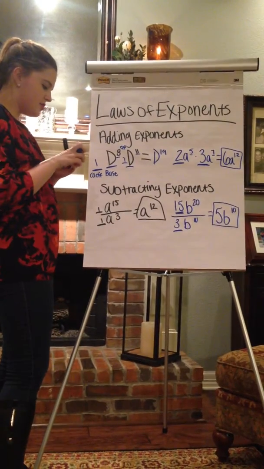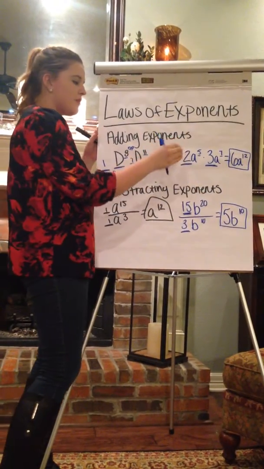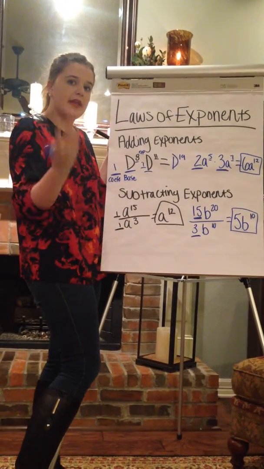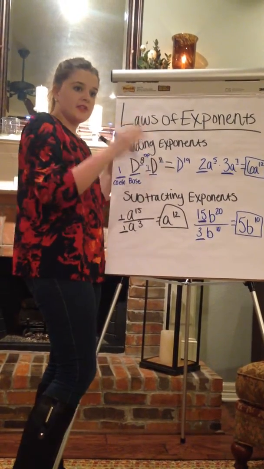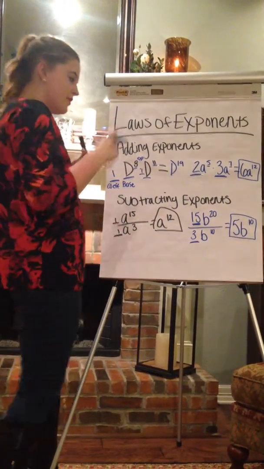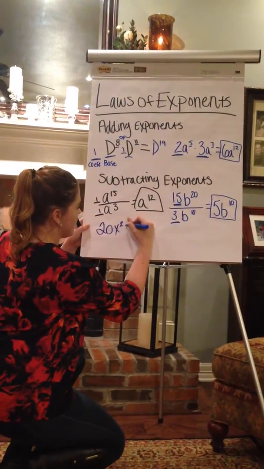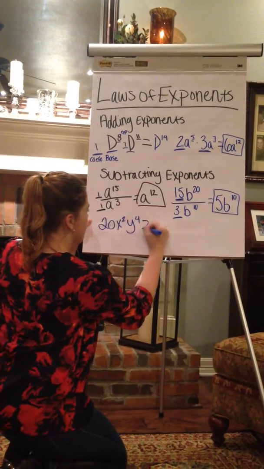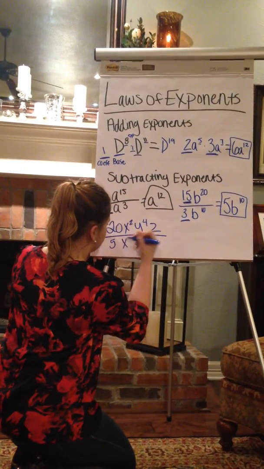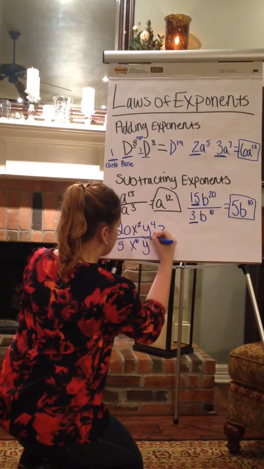And a little trick on subtracting exponents is if you have a really long problem and the exponent on top is smaller than on the bottom, the number may come out negative, but you can't have a negative on the top. The negative has to go on the bottom of the problem. So another example could be 20x to the 2nd, y to the 4th, and z over 5x to the 6th, y to the 2nd.